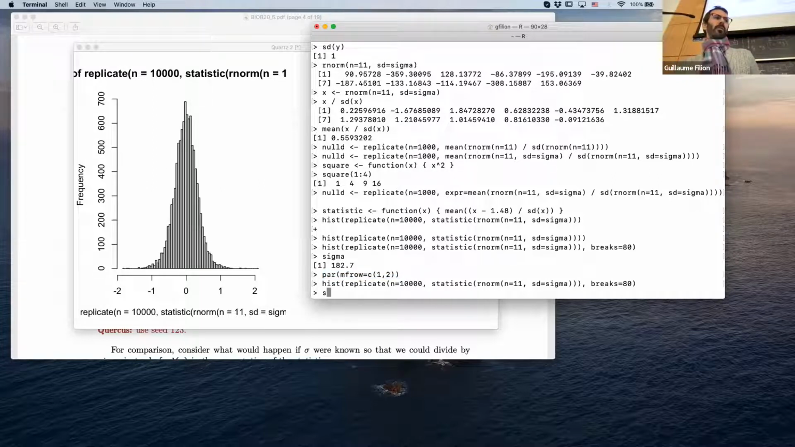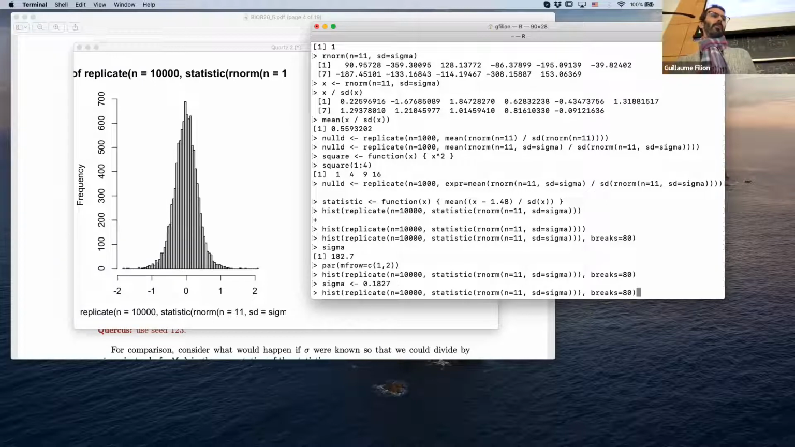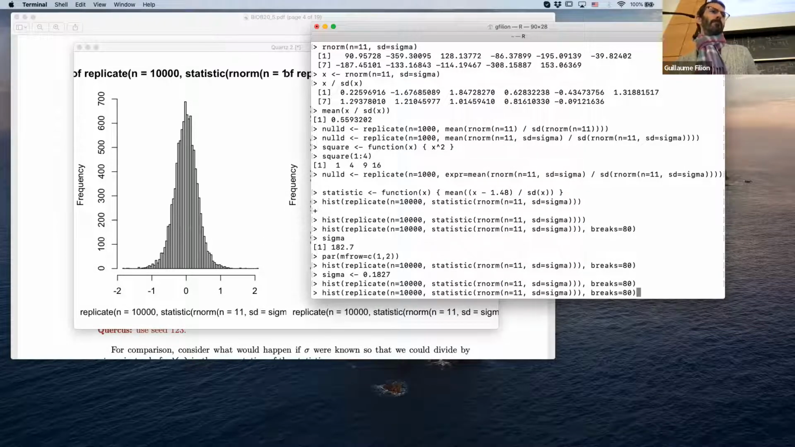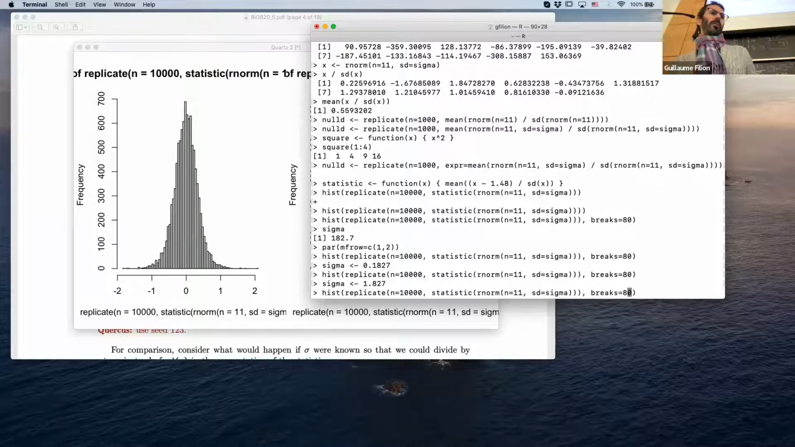I'm going to change sigma to 1,000 times less, 0.1827. And now I'm plotting the same thing again. Let's see how different it is. Oh, that can't be right. And so the reason is because I forgot here that I have to say the mean is 1.48. Okay, that's a given here. So here we go again.